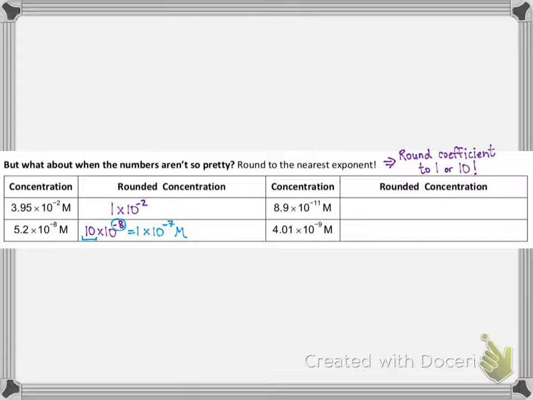So the goal is, no matter what, you end up with just 1 times 10 to the something, because then all the logarithms are easy. Take a moment to round these 2 last ones on your own, and when you're ready to check, unpause the video.